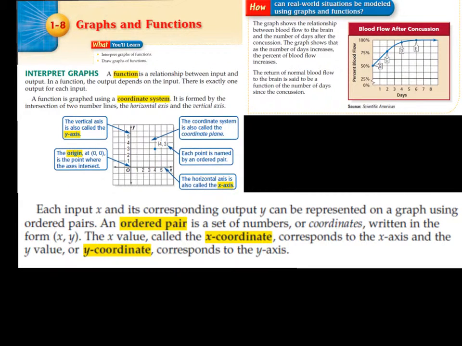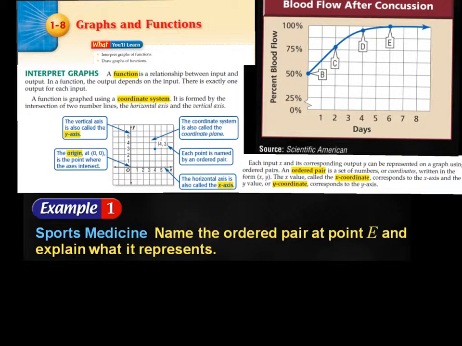Each input x and its corresponding output y can be represented on a graph using ordered pairs. An ordered pair is a set of numbers or coordinates written in the form (x, y). The x value, called the x-coordinate, corresponds to the x-axis, and the y value, or the y-coordinate, corresponds to the y-axis. Name the ordered pair at point E and explain what it represents.